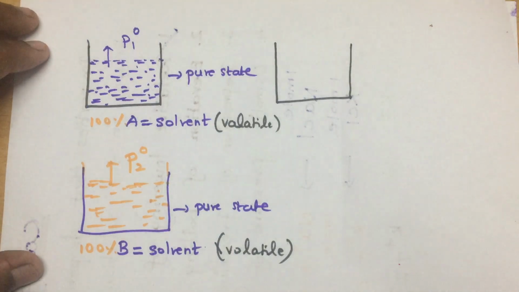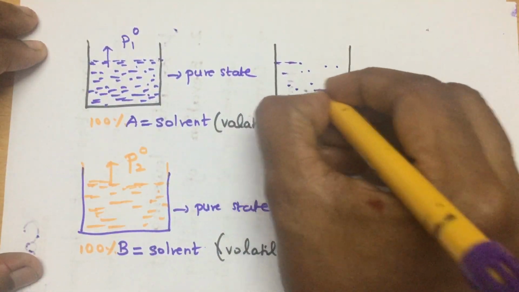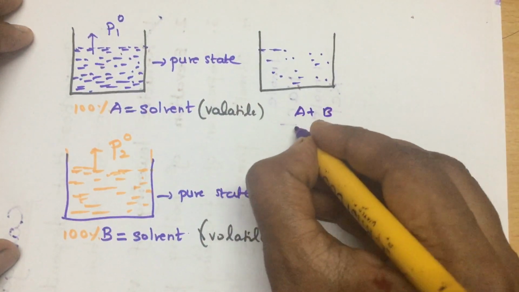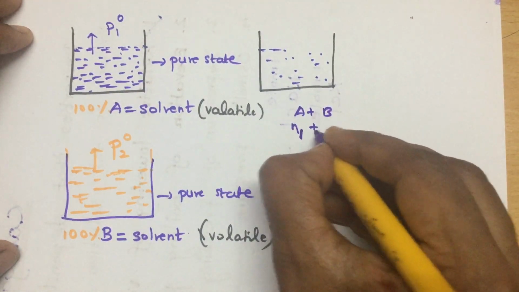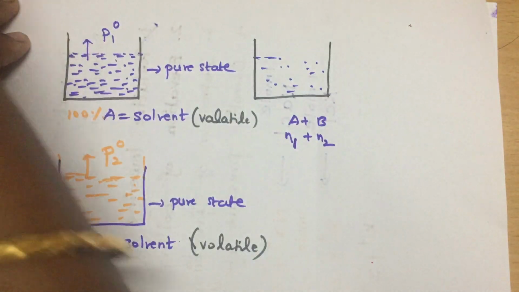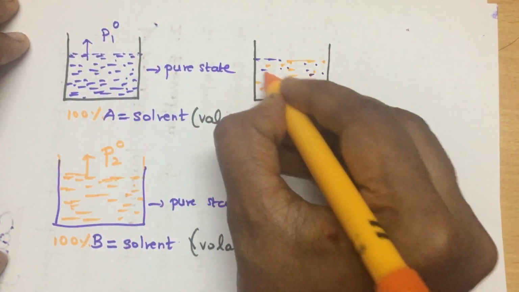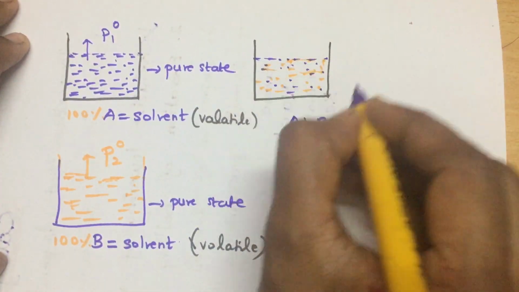Next, what I am going to do is mix A plus B. I am going to take some n1 moles of A plus n2 moles of B and mix them. So now what happens? On the surface there is a competition between the molecules A and B.